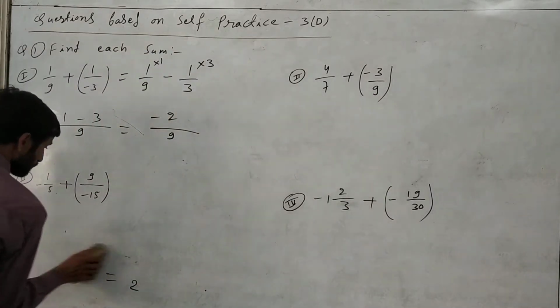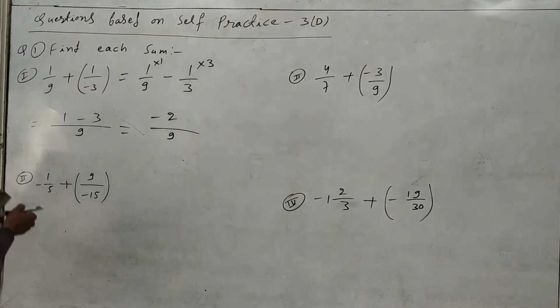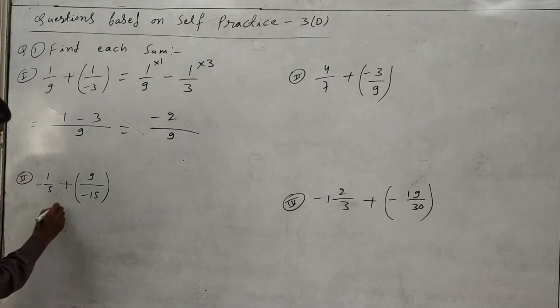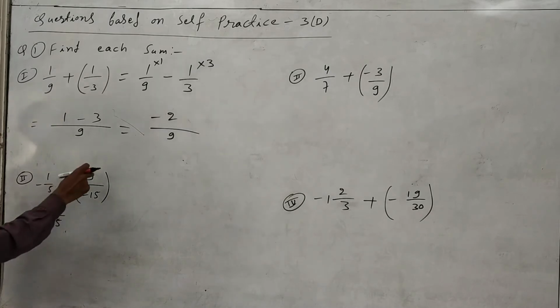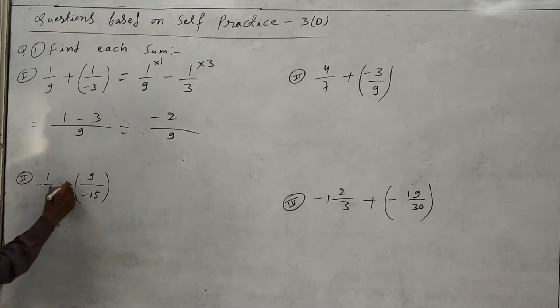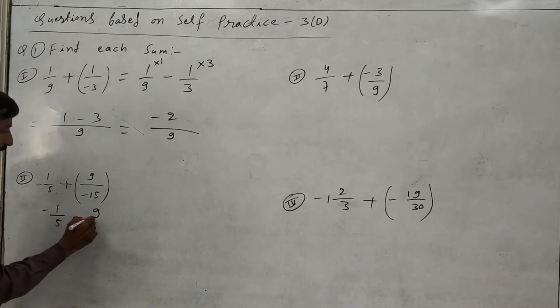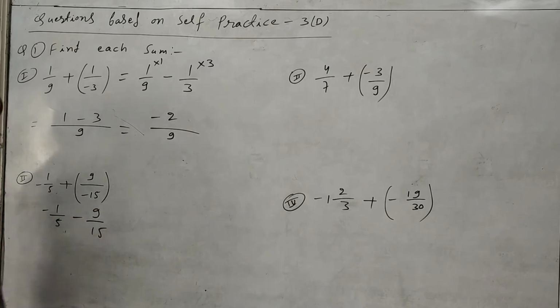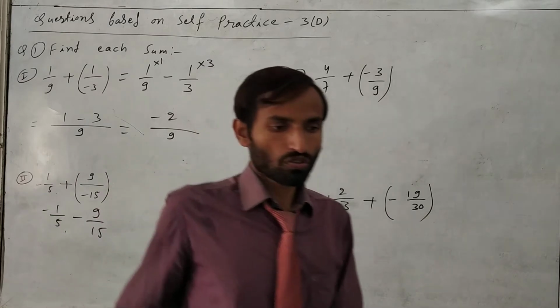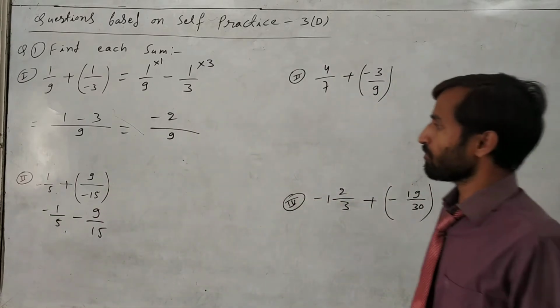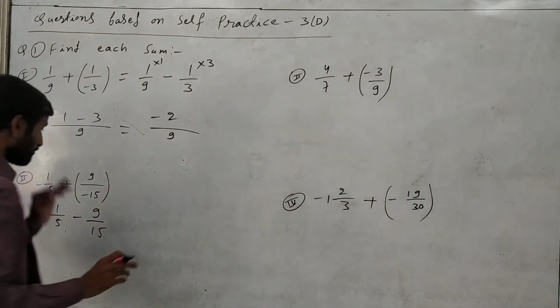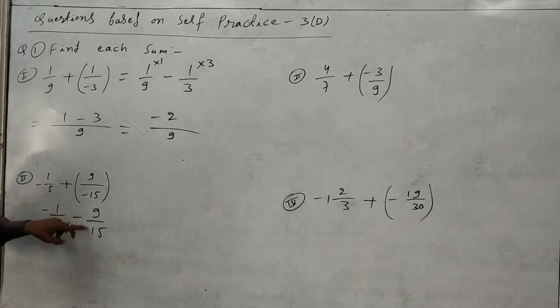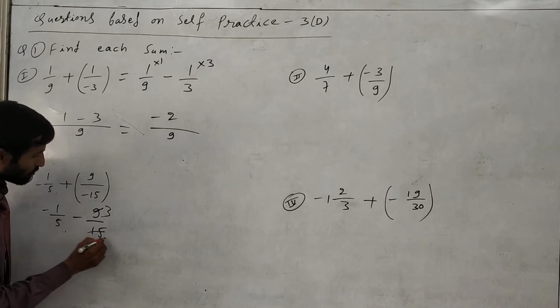Just see here, minus 1 upon 5 is given. So write down minus 1 upon 5. After that, let's remove this small bracket, so plus and minus will give minus. So 9 upon 15 will come. After that we can do simplification also, if you want. Simplification means both are cancelled by the 3 table: 3 threes are 9 and 5 threes are 15.